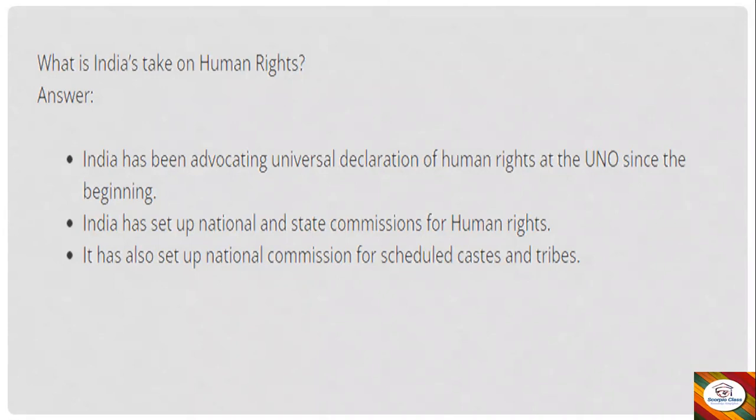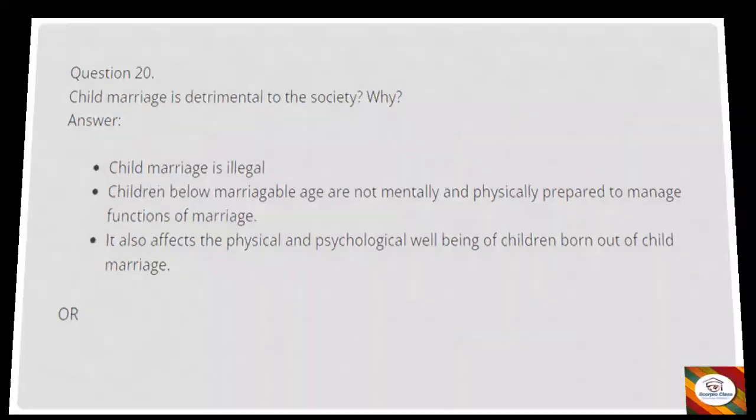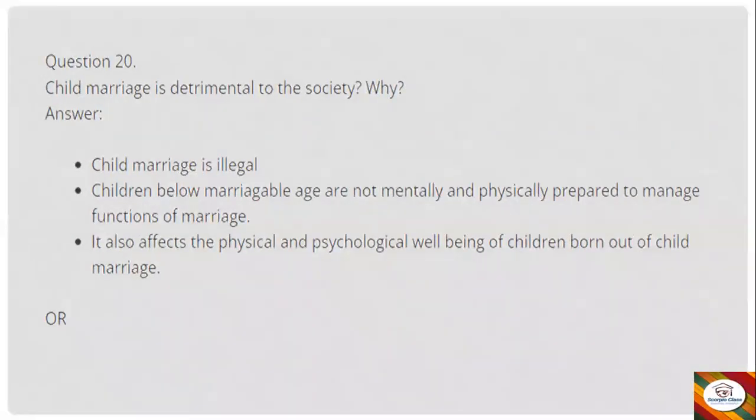Answer: India has been advocating Universal Declaration of Human Rights at the UNO since the beginning. India has set up national and state commissions for human rights. It has also set up National Commission for Scheduled Castes and Tribes. Next, question 20, again internal choice in this question. Child marriage is detrimental to the society. Why? Answer: child marriage is illegal.